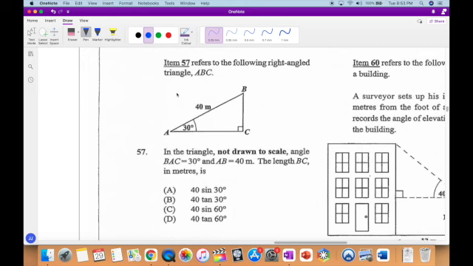Refer to the following right angle triangle ABC. In the triangle, not drawn to scale, angle BAC is 30 degrees and that is 40. The length of BC in meters, so we want to know this. So at the end of the day, this will be the opposite of the angle, and this is the hypotenuse, so that's sine. So the sine of 30 degrees is equal to the opposite over the hypotenuse. So therefore, the hypotenuse being 40, 40 sine 30 will give us the opposite. So 40 sine 30 is 8.